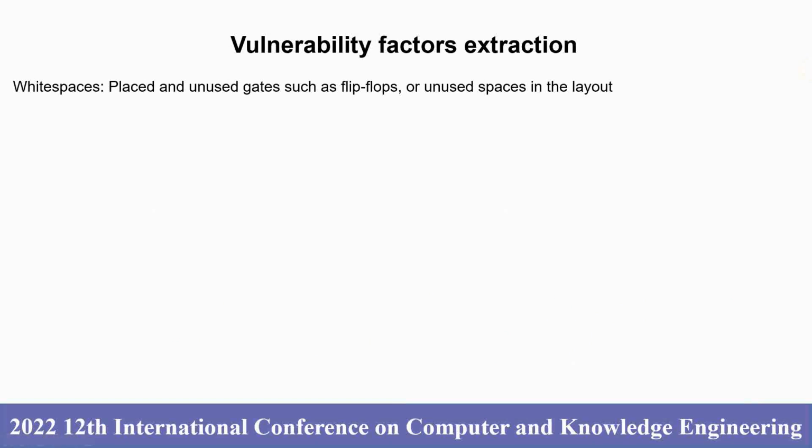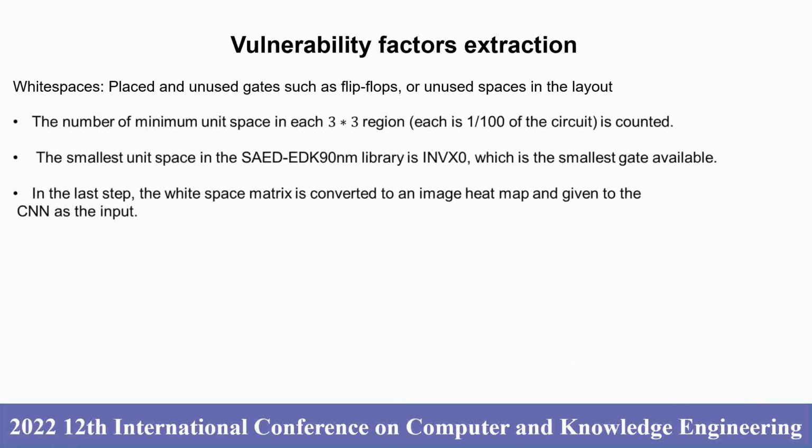So let's explain the vulnerability factors. First of all, it's the white space. White spaces are the placed and unused gates such as flip-flops or unused spaces in the layout. The number of minimum unity spaces in each 3 by 3 region, and each region is 1% of the circuit, is counted. And it's also worth mentioning that the smallest unity space is defined as inf x0, which is the smallest gate available. So we count the number of those smallest gates. In the last step, the white space matrix is converted to an image heat map and then given to a CNN as an input. So this is the equation that we defined for counting the white spaces.